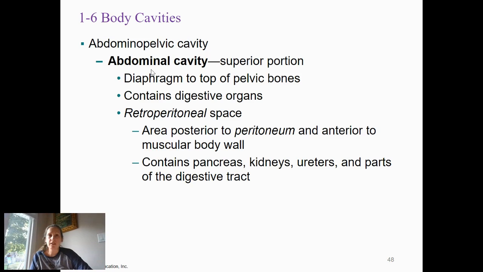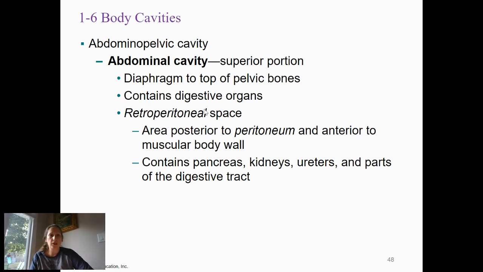The abdominal cavity stretches from just inferior to the diaphragm all the way to just superior of your pelvic bones, so that top hip bone, your ilium. Most of your digestive organs are located in the abdominal cavity, such as your stomach and your liver and your intestines, gallbladder, etc. All of those are pretty much located in the abdominal cavity.